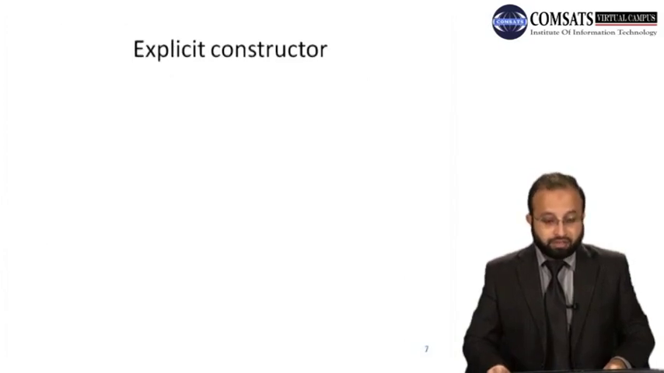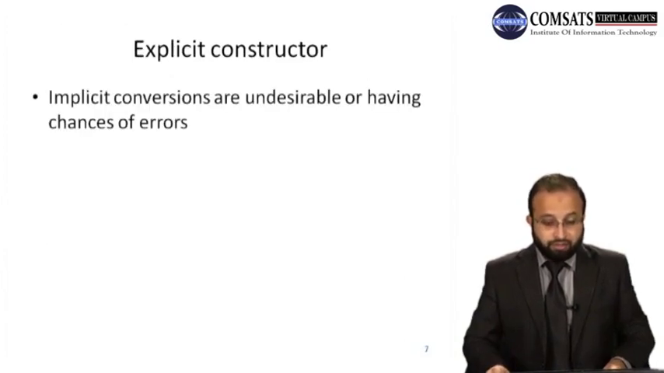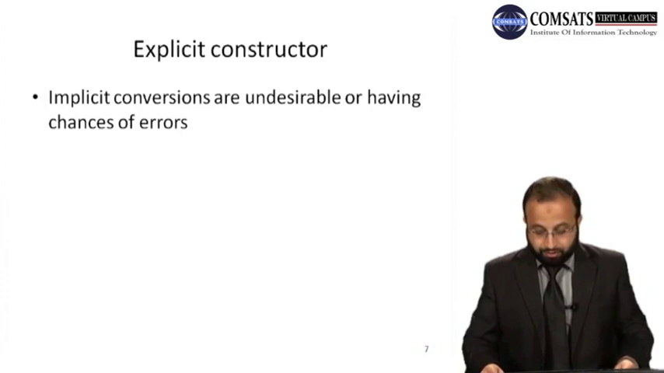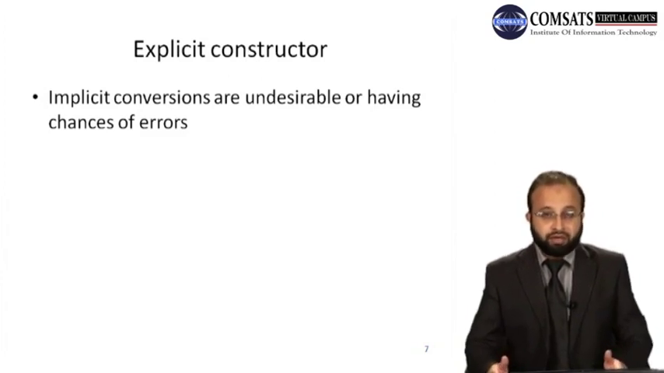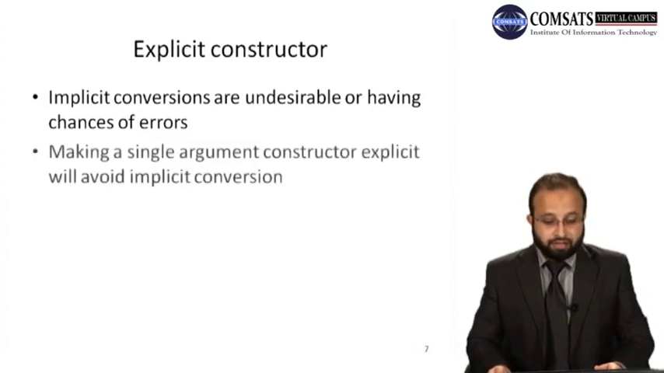Explicit constructor. What is an explicit constructor? Implicit conversions are undesirable or have chances of error. So it is quite possible that you would like, कि आप अपने प्रोग्राम में implicit conversion allow ना करें. For example, अपनी क्लास में implicit conversion allow ना करें. Then you can use an explicit constructor. Making a single argument constructor explicit will avoid implicit conversion.